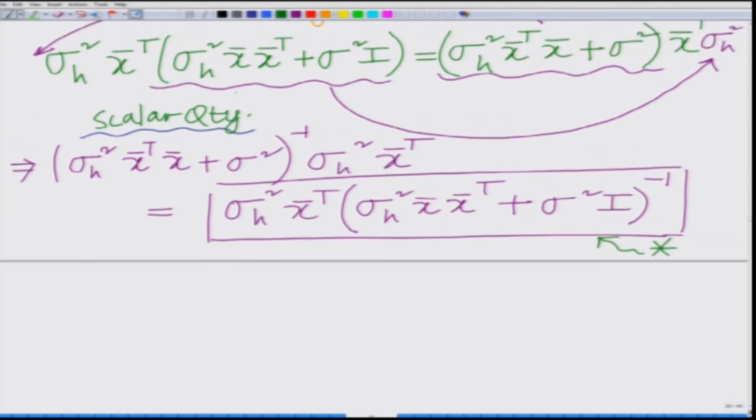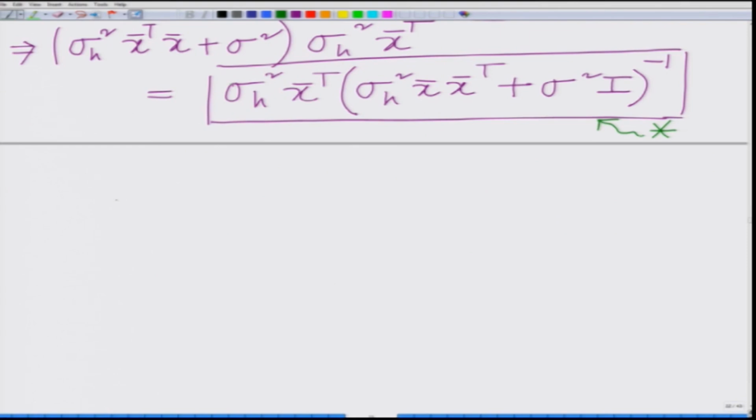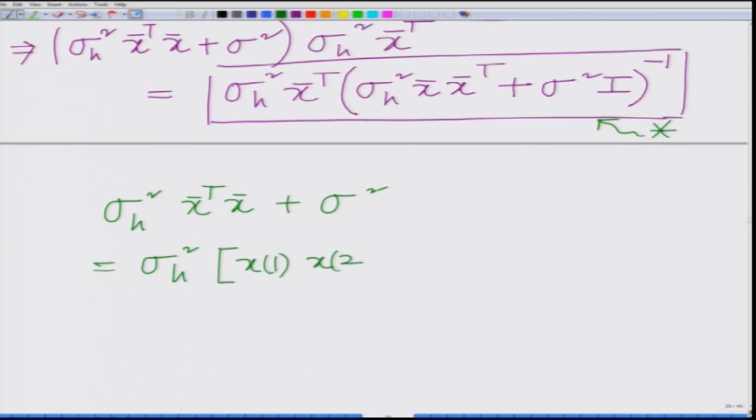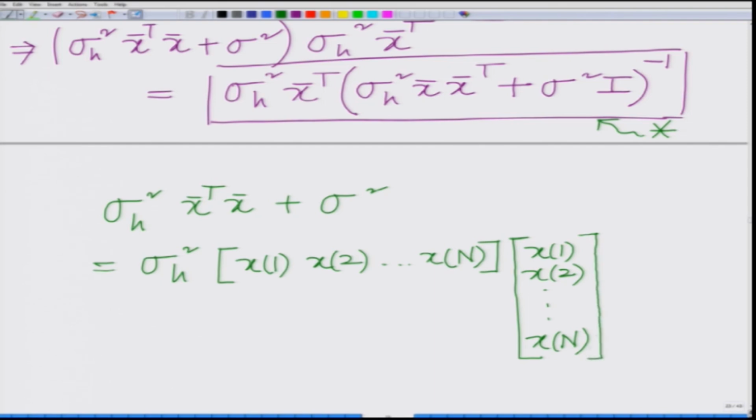In fact, x bar transpose x bar, look at this, this is simply sigma h square x bar transpose x bar plus sigma square, that is equal to sigma h square the row vector x 1, x 2, and so on up to x n, times the column vector x 1, x 2, and so on up to x n, plus sigma square.